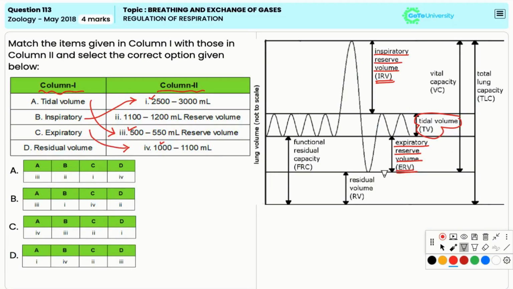And residual volume is the volume of air remaining in lungs even after forceful expiration, and this is approximately 1100 to 1200 milliliter. Thus, D matches with 2. Hence, the correct answer is option B.